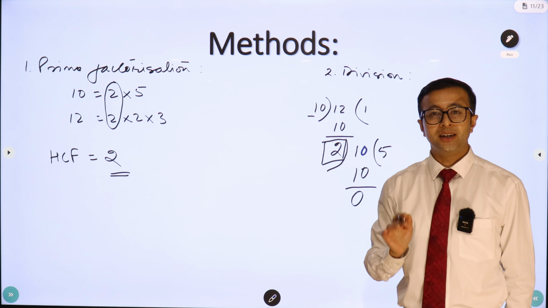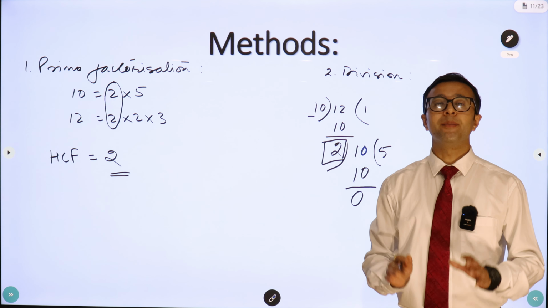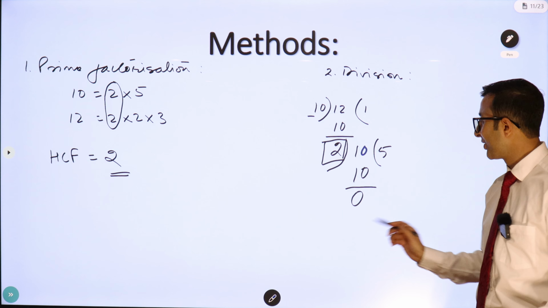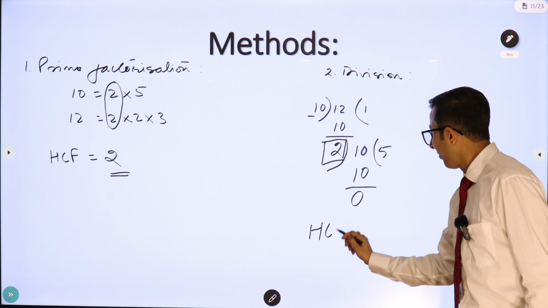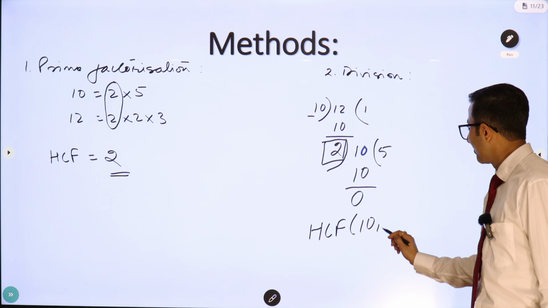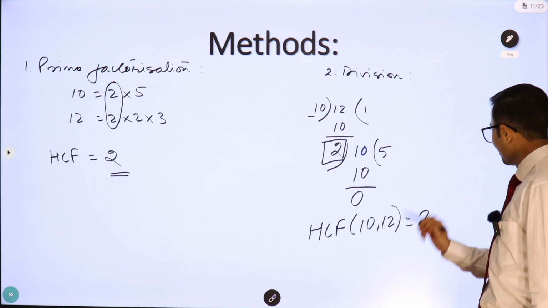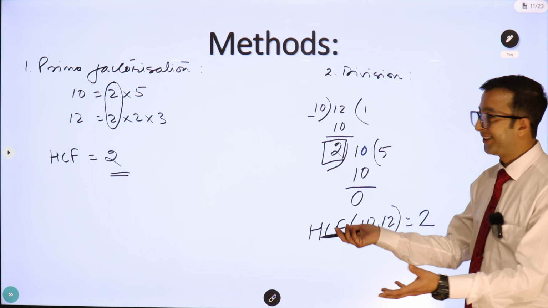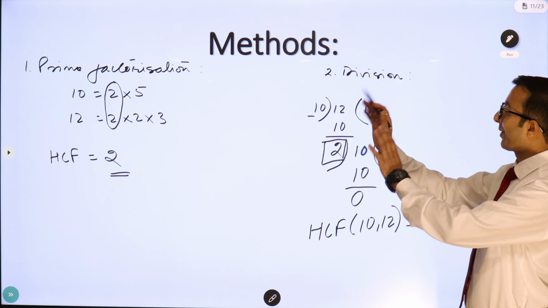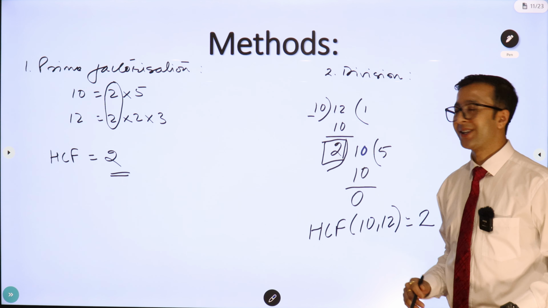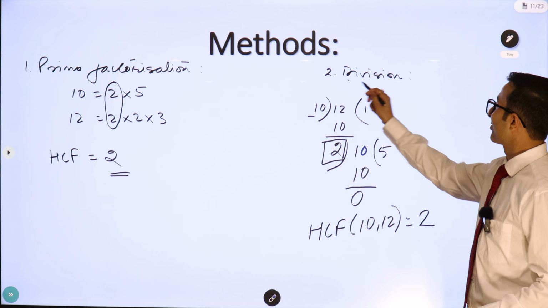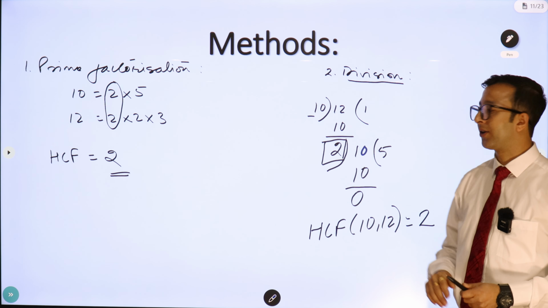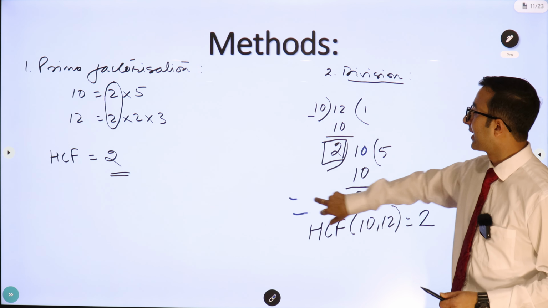The last divisor which gives the remainder 0. So HCF of 10 and 12 is 2. So based on the concept also, we got 2 earlier. Based on the methods also, prime factorization is giving us 2 and the division method is also giving us 2. So these are the ways, these are the methods and these are the concepts to find LCM and HCF.